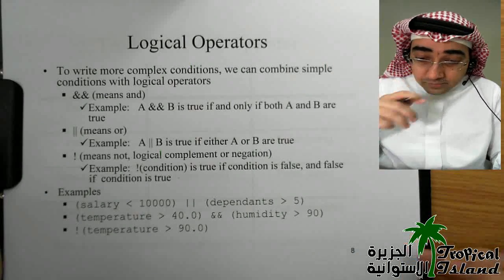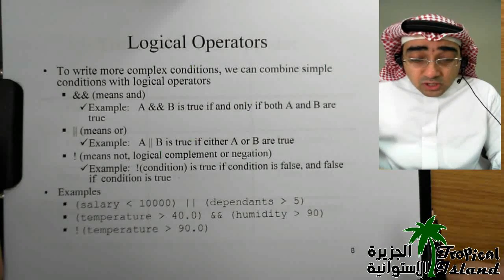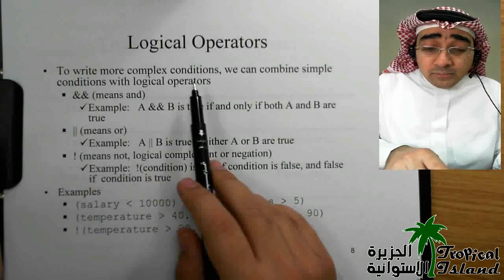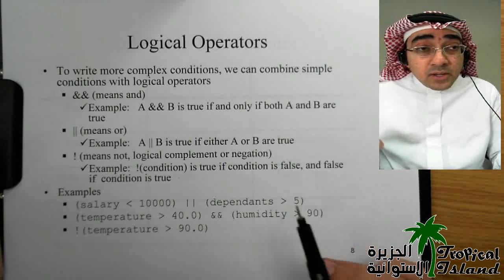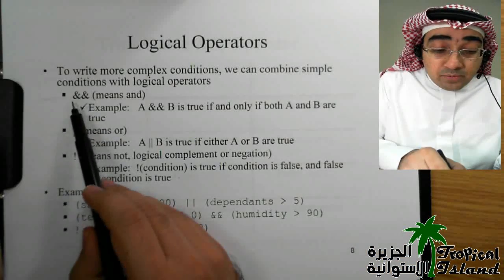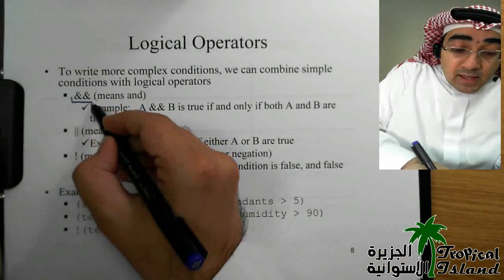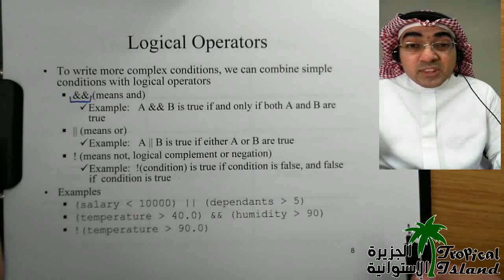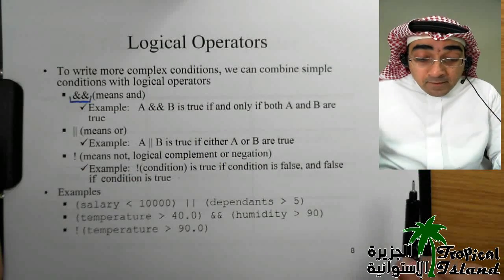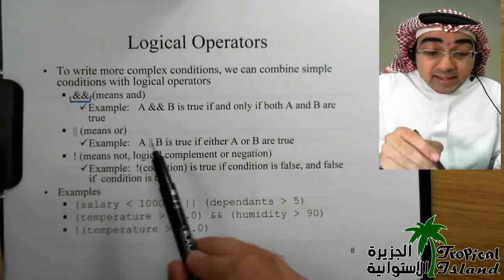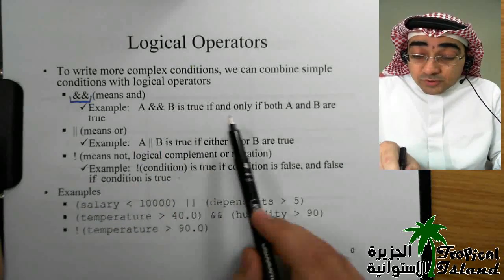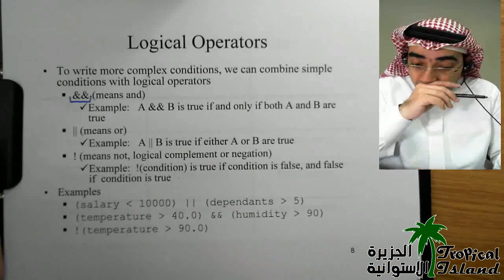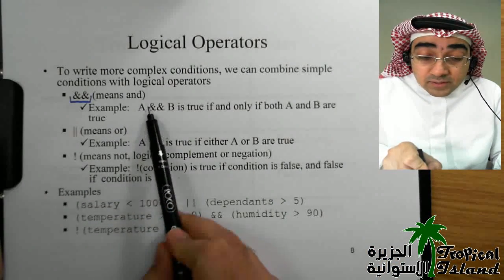Now we come to logical operators. To write more complex conditions, we can combine simple conditions with logical operators. Okay, what are logical operators? The first operator that we're going to introduce is the AND operator, and this is how we write it, with a double ampersand sign. An example is A and B is true if both A and B are true. Okay, so this is the AND operator.